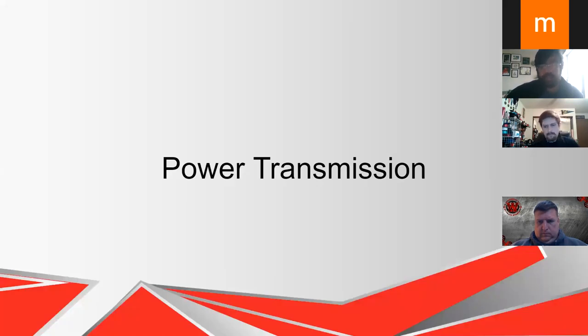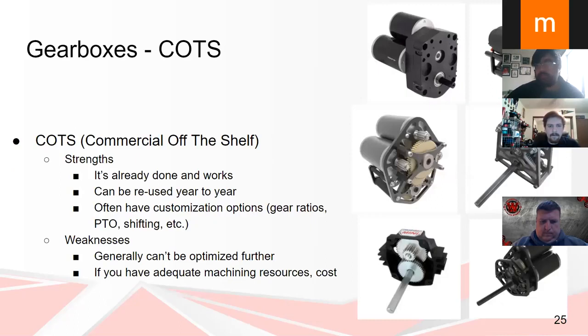Great. So now that we've talked about how to get your motor spinning, we're going to talk a little bit about how you actually use that. For drivetrains, we're going to talk first about commercial off-the-shelf gearboxes, and then we'll talk about some custom ones. Commercial off-the-shelf, you buy it, you put it together, put it on your robot, you're done.